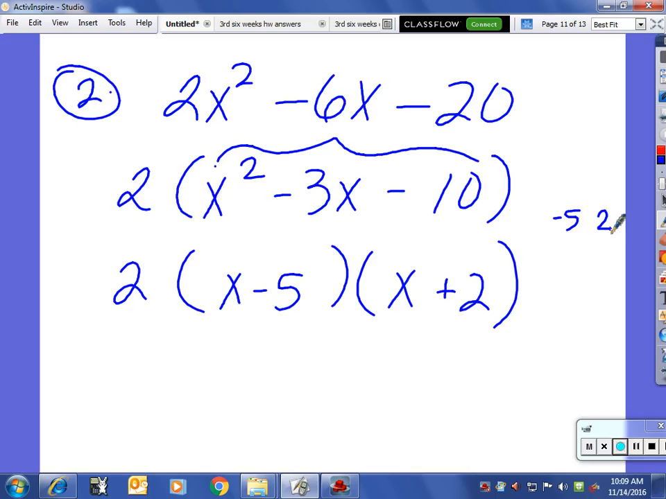If you want to go through the long process of GCF and all that good stuff, please feel free. If that makes you feel more secure, it's not 100% necessary on ones like this. Now, only when the value of a ends up being a 1 can you do that.